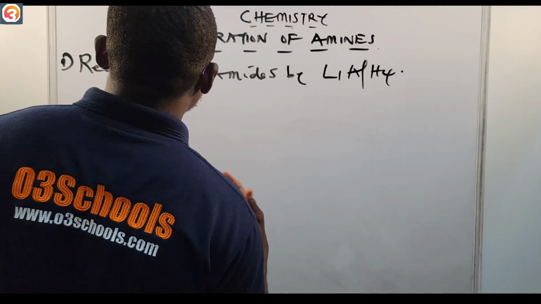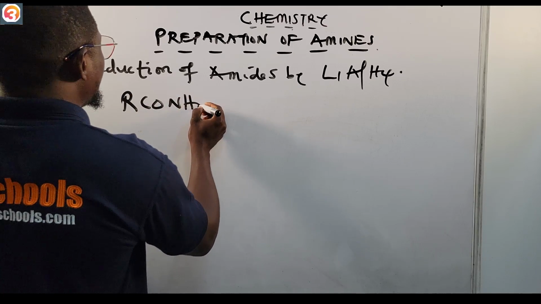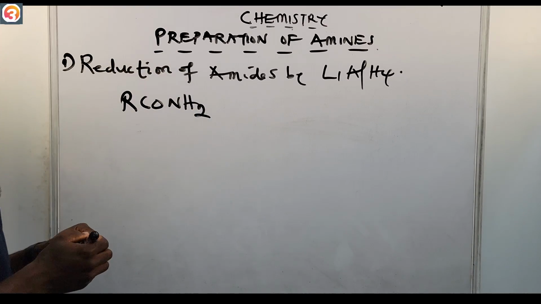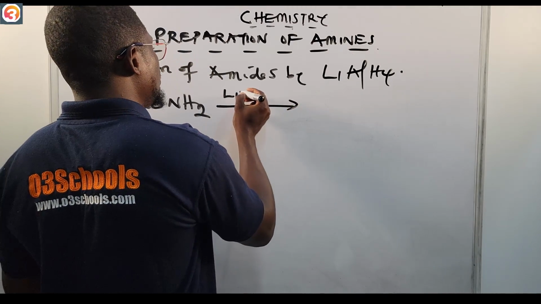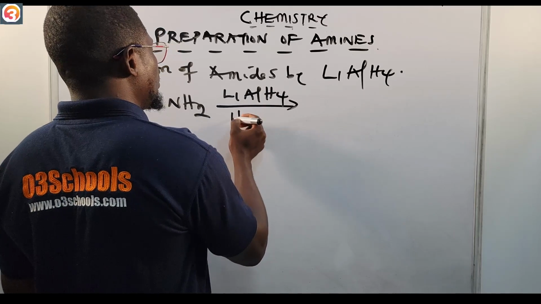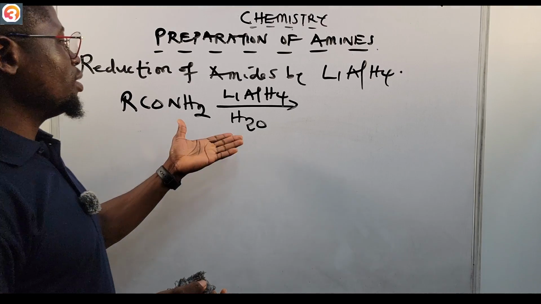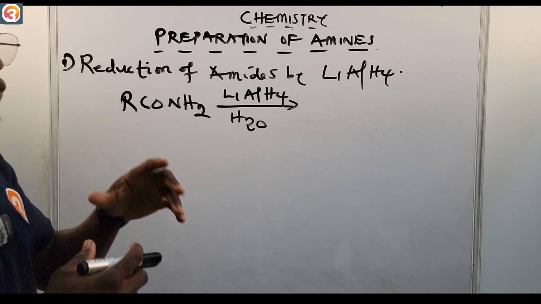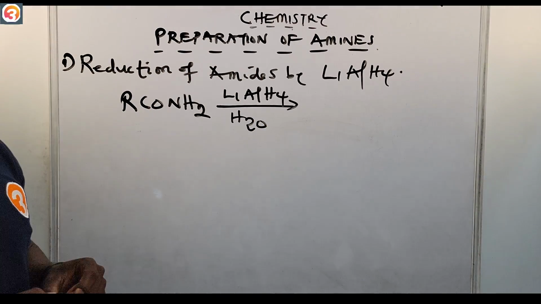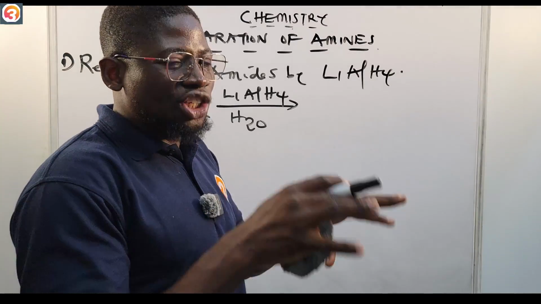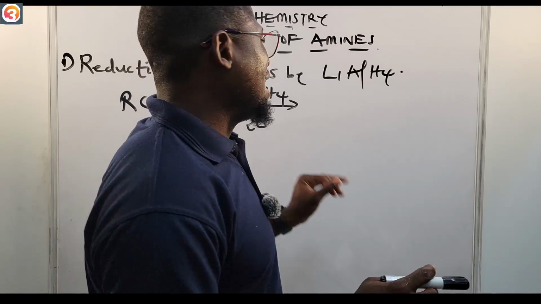So if you have an amide like this, aryl CONH2, this amide, it can be reduced by lithium aluminium hydride, number one, lithium aluminium hydride in the presence of water, to now give us an amine. So you may be asking, what is the water here for? The water is for workup. The use of this water in this reaction is just for the reaction work up, and it is used to neutralize the most basic reagent at the end of the reaction.